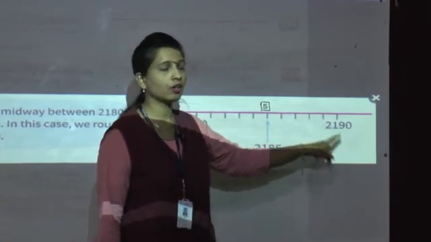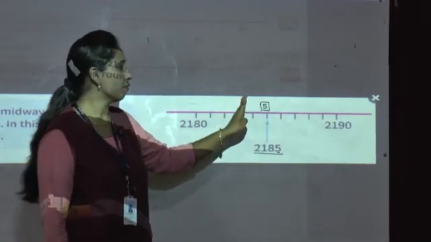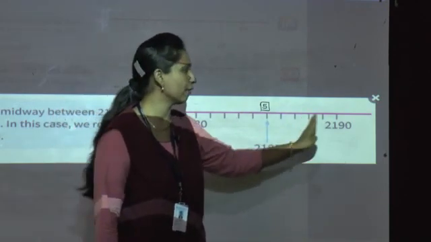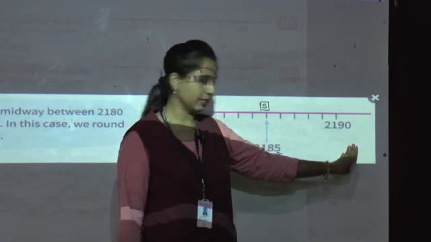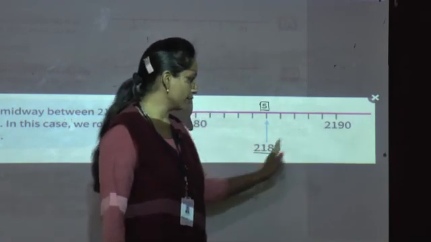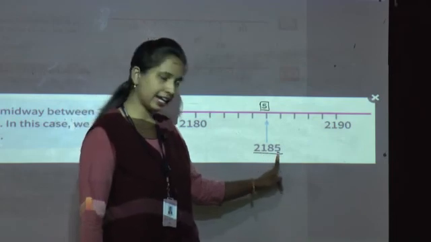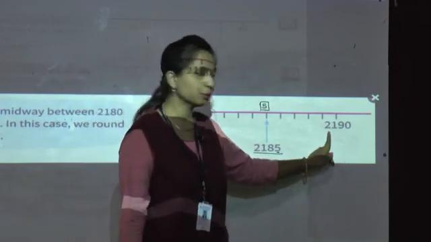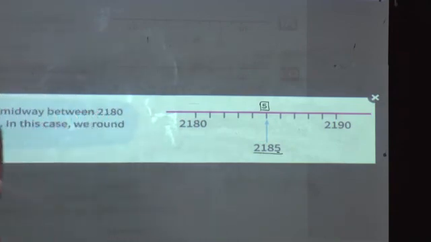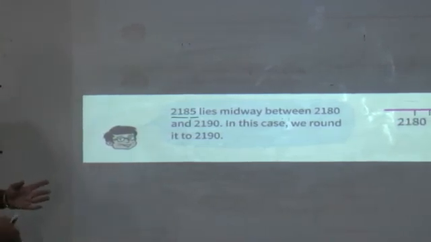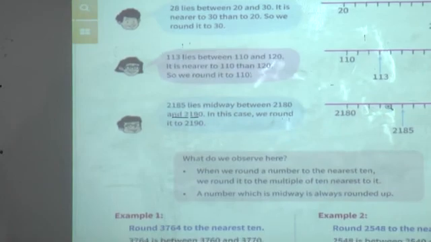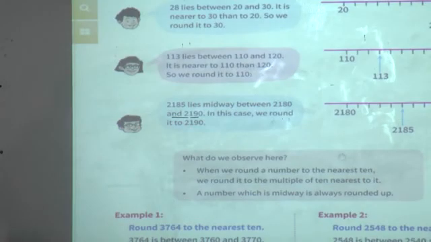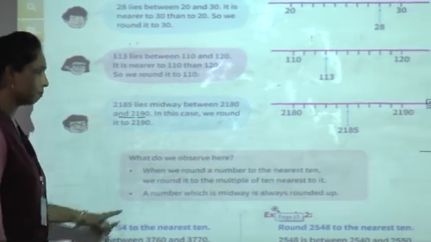When the middle one comes, in that case we have to round up to the 2190 only. As I have said, if 5 or more than 5 is there, you have to round up to the largest number only. So here you can say that 2185 we can round up to the 2190. Understood? If it lies midway, in that case you have to take 2190 only.